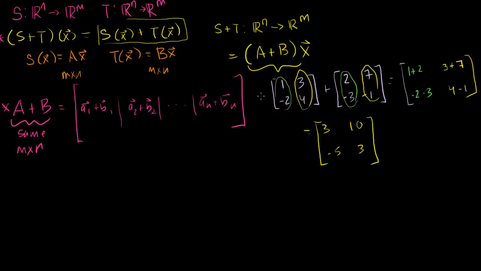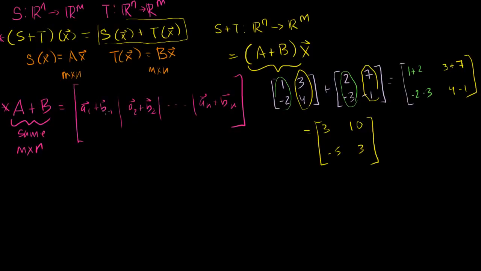Just like that. And notice, even though the definition is I'm adding up corresponding columns, what in effect happened? Well, I'm just adding up the corresponding entries. I added the 1 to the 2, the 3 to the 7, the minus 2 to the minus 3, the 4 to the minus 1. It's that straightforward. Nothing fancier than that.